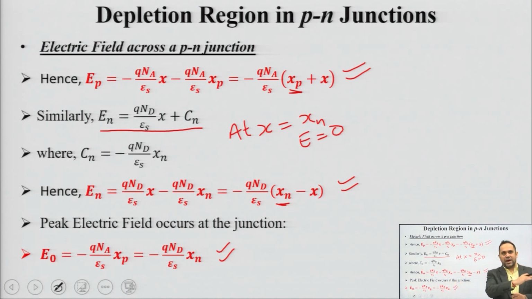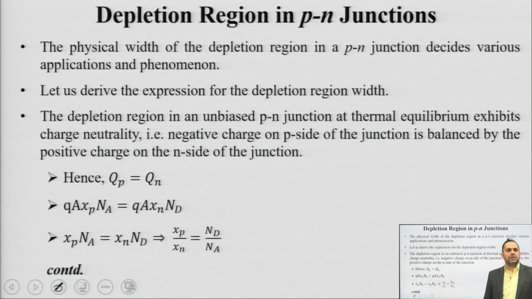Okay. So, from minus xp to plus xn is my total depletion region. The peak happens at the junction at x equal to 0. So, in this expression and in this expression, if I put x equal to 0, that is the peak electric field. Okay. So, this is the expression for electric field across a p-n junction. Finally, we need the expression for the depletion region width also. So, you have a potential, you have an electric field and you have a finite width.